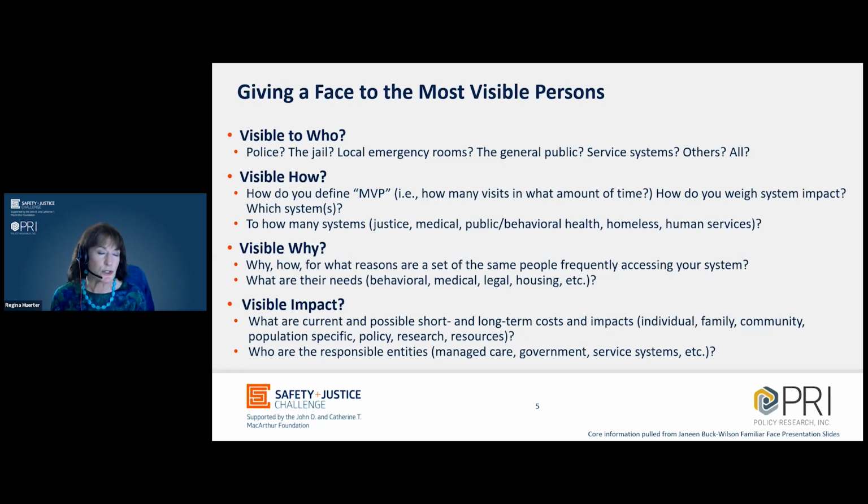So who are they visible to? Police, jail, local emergency rooms, detox, the general public? How are they visible, again? And to whom are they visible? All these different areas. Why are they particularly visible? What we found again in this particular population is that this was a population that was unhoused, with serious mental illness and serious substance use disorders, and we had barriers throughout the system for them to be able to get the level of services that they needed. And then what are those particular impacts that are taking place? If you go to the next slide, please.